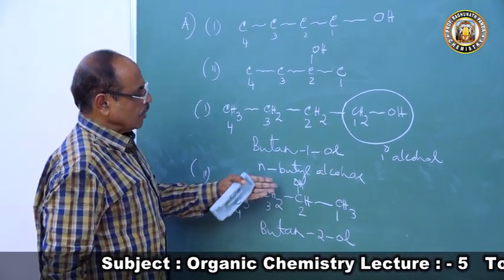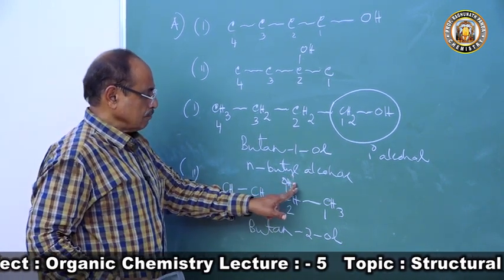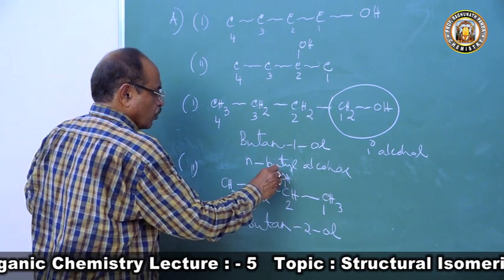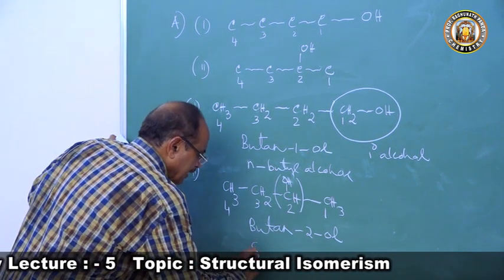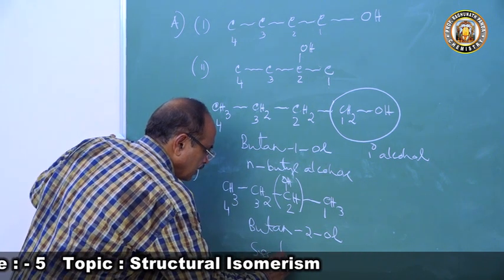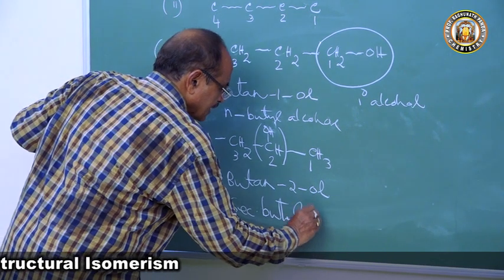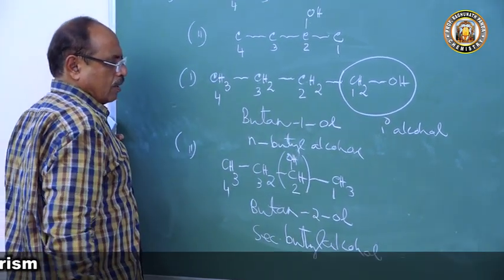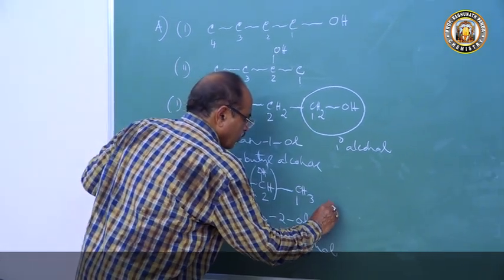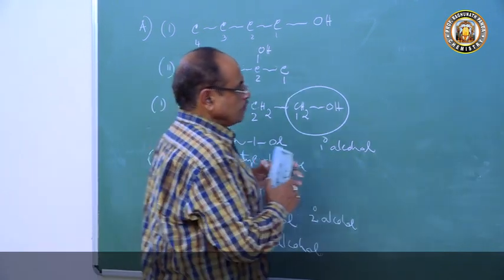Now what will the common name be? This is a secondary alcohol. This is a CHOH group. Secondary alcohol, so we will say secondary butyl alcohol. This is secondary butyl alcohol, and this is a 2 degree alcohol.